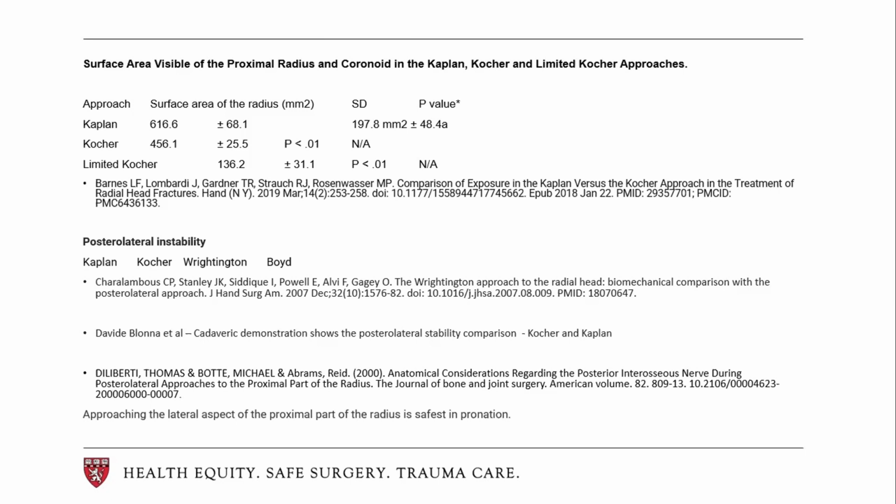The other thing to consider when approaching the radial head is the posterior interosseous nerve. Diliberti and his colleagues demonstrated that the posterior interosseous nerve is safest with the arm in pronation when doing the radial head approach, although this doesn't quite apply when using the Boyd's or the Wrightington approach.